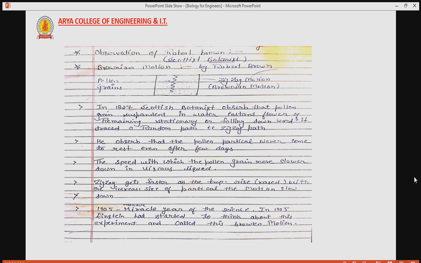There are some other scientists whose observation led to many inventions, like Robert Brown. Robert Brown saw pollen grains in water, and from this he found the zigzag motion. We can also see this in daily life, like the Tyndall effect. He observed in his experiment that the pollen particles never come to rest even after a few days. The speed with which the pollen grains move slows down in viscous solution. The zigzag gets faster as the temperature rises. In 1905, called the miracle year of science, Einstein started to think about this experiment and called it Brownian motion, in the name of the scientist Robert Brown.